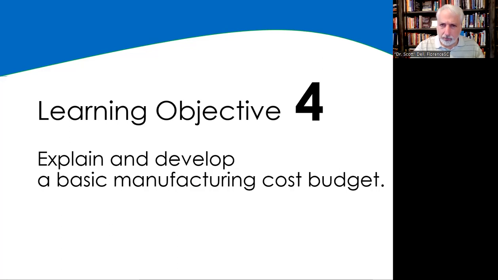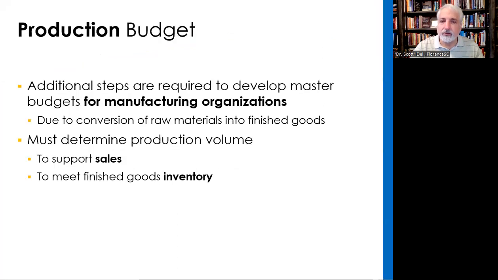We're going to be converting those raw materials into work in process, and then ultimately into finished goods. So we're not only going to have materials, but we're going to probably have labor, or definitely will have labor, and overhead associated with that. So we're going to take a look at a production budget. We're looking at a manufacturing organization. We are supporting the sales that are going out the door.